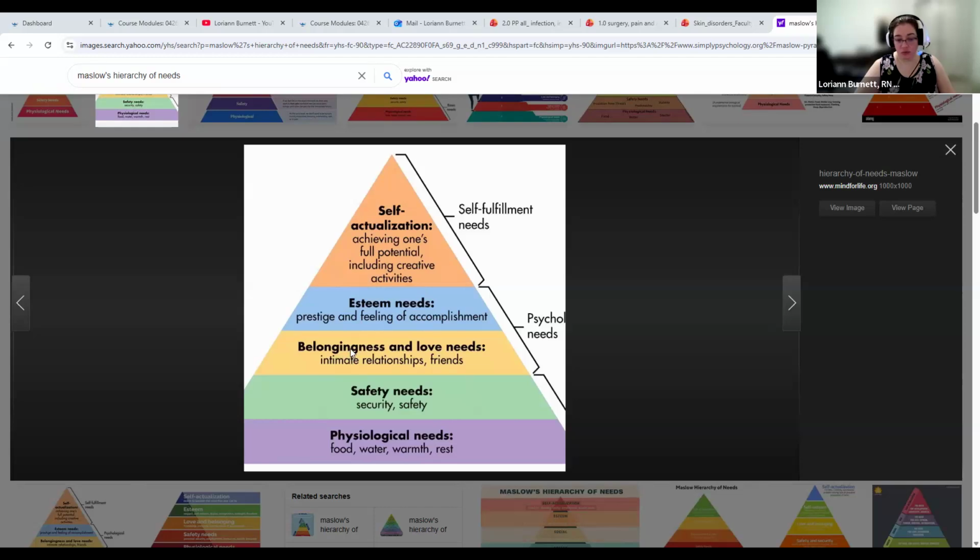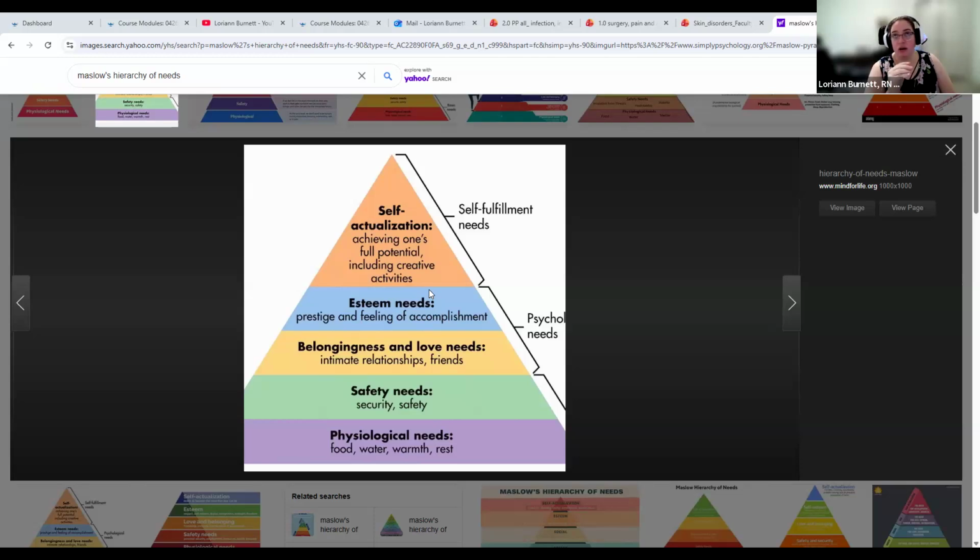And then we have love and belonging. This is someone's got to care about you. You have that sense of belonging, that sense of community, friendship, maybe it's partnership. But again, you have someone, something that cares about you. Then we have self-esteem. The patient has to like themselves. They have to have that feeling of accomplishment, that feeling of purpose, and being able to do that.